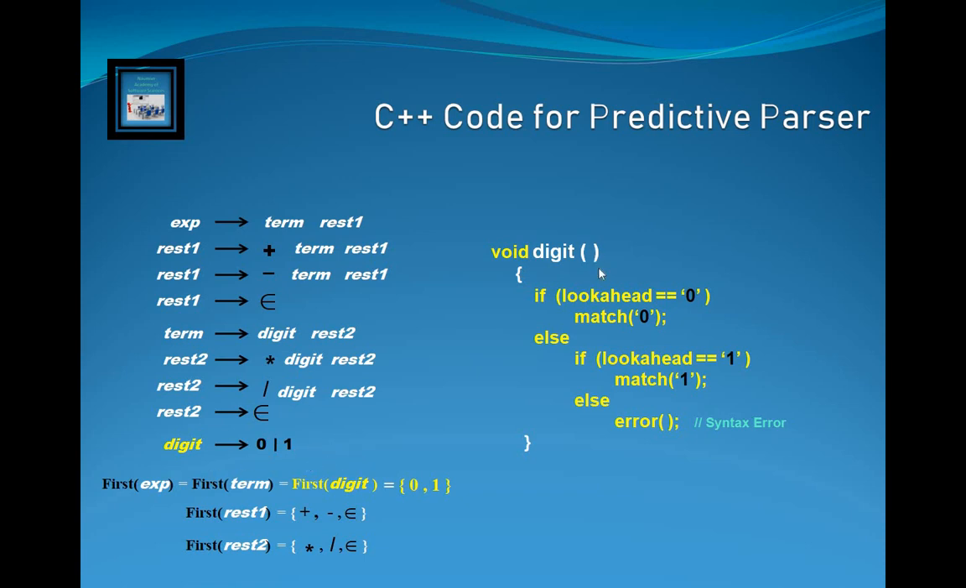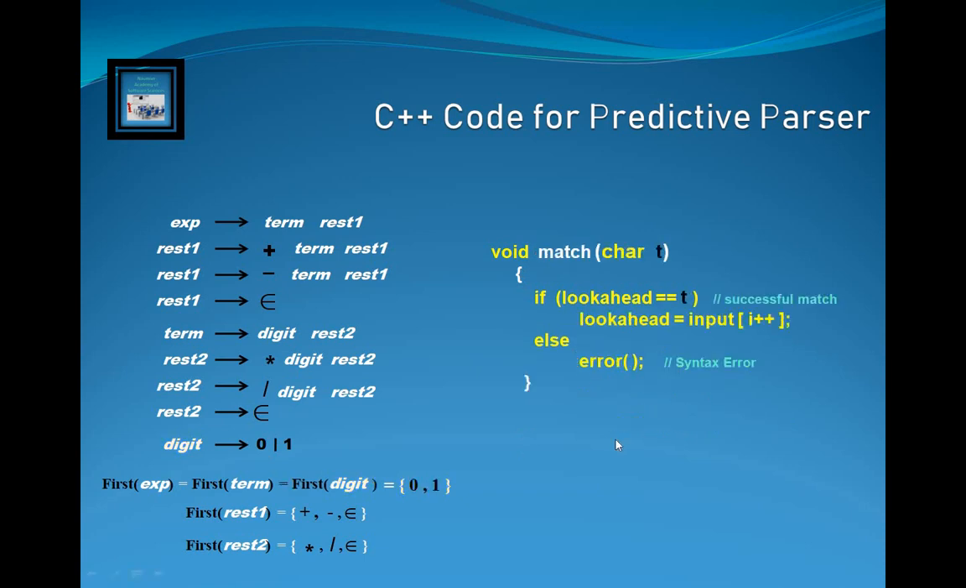So it means if lookahead is equal to 0, just for this 0 token you will call the match function, passing this token as an input to that match function. Else if lookahead is equal to 1, then match 1, else you will report syntax error. So that's so simple. And finally, because we have already seen the code for all non-terminals, now we will see the code for the match function.